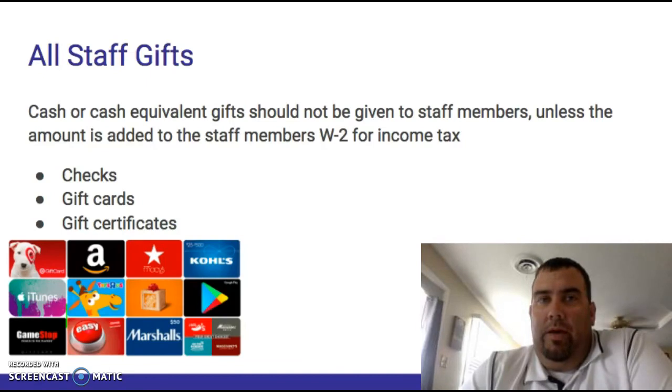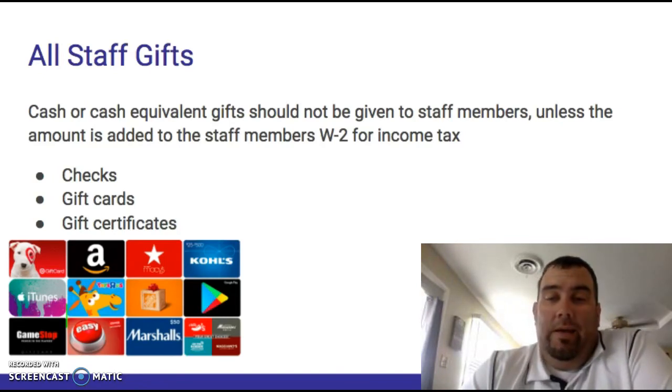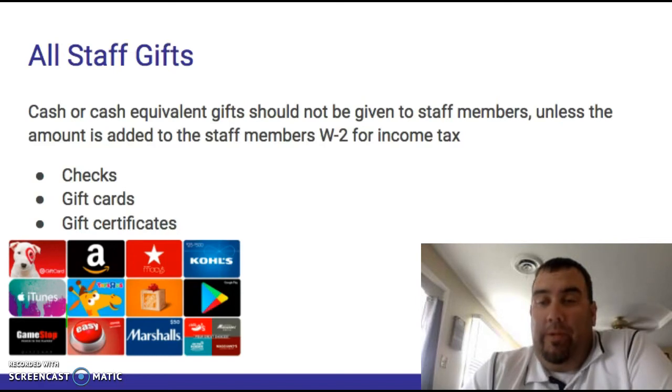Here's the problem, and this is one of the things we learned at Mission Valley because we were doing it wrong. Cash or cash equivalent gifts should not be given to staff unless the amount paid to the staff member comes on their W-2 or tax income. Basically, if they give you an extra check, gift card, or gift certificate, that's taxable income, and it has to go through your district payroll.